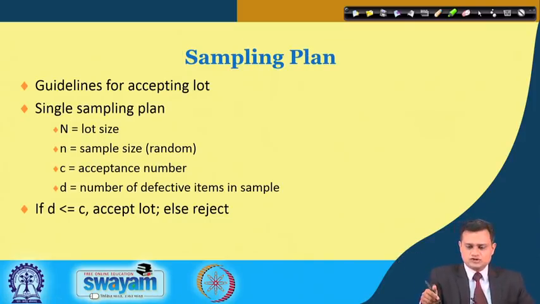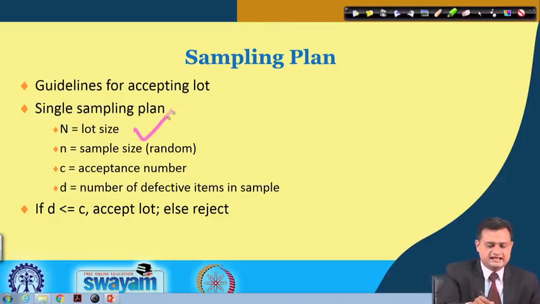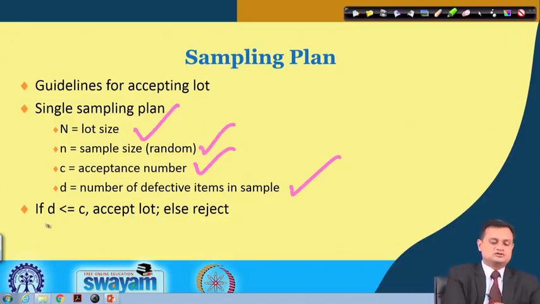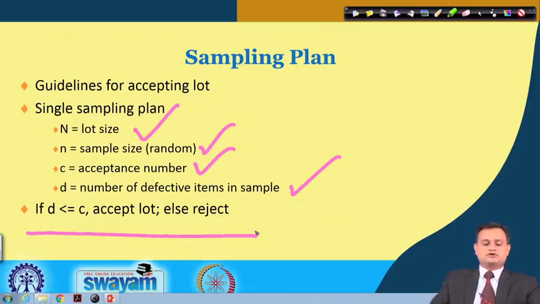So I will just refer to the notations like this. Capital N is the lot size, small n is the sample size, c is the acceptance number, and d is the number of defective items in the sample. So the rule is very simple: if d is less than or equal to c, so the number of defectives is less than or equal to c, you accept the lot. If it is greater, reject the lot. So I have a predefined acceptance number, and if the number of defectives d is less than or equal to the acceptance number, then I will accept, otherwise I will reject.